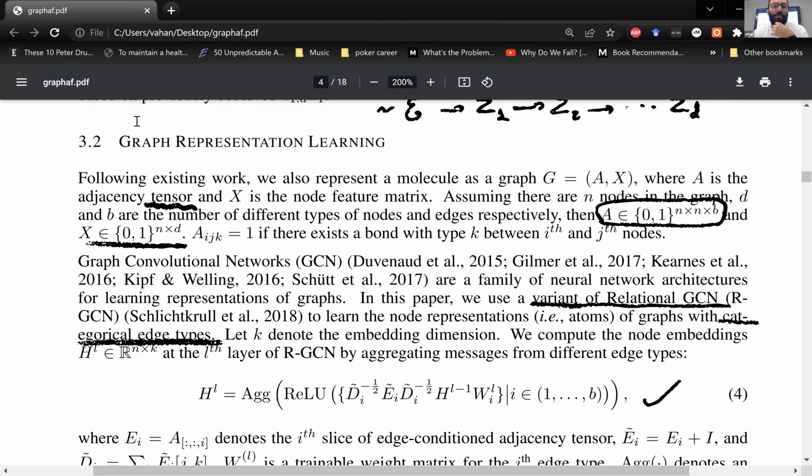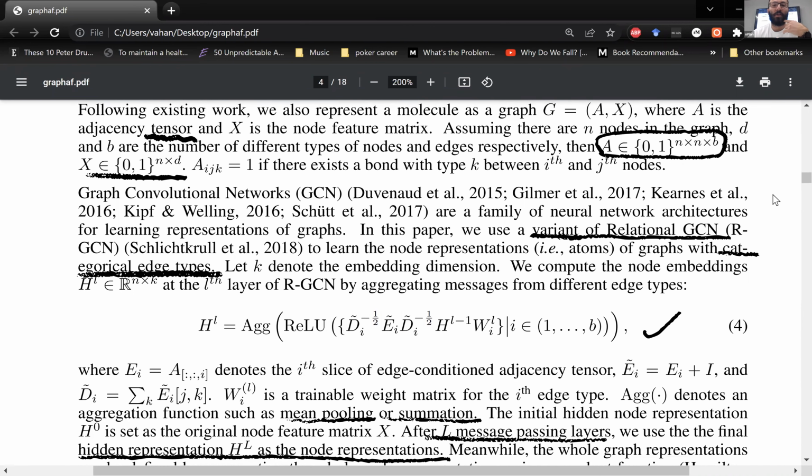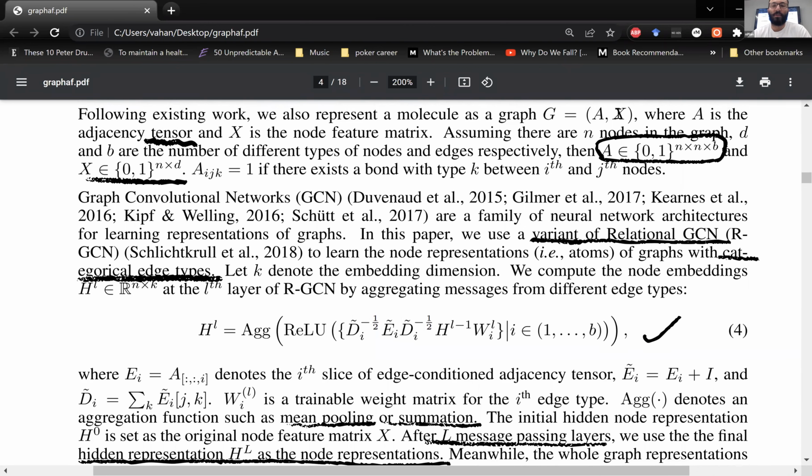So next part, the graph representation learning. We have done many papers. There is nothing new here really. So you have a graph, adjacency matrix, feature matrix. The interesting thing is that adjacency is a tensor, not a matrix, because you have edge types. They allow edge types, so that you can have different types of connections between nodes. That's important for the molecule database.